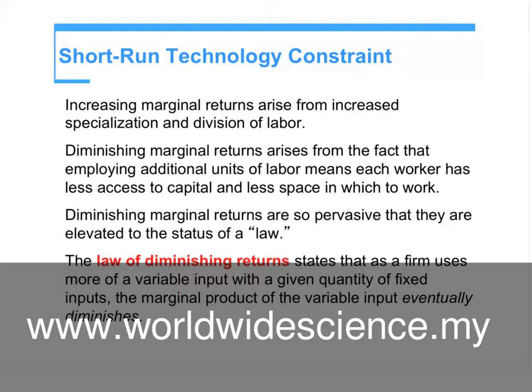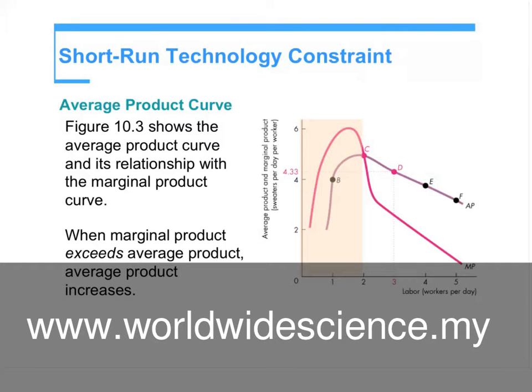So now here we have the average product curve. Figure 10.3 shows the average product curve and its relationship with the marginal product curve. When marginal product exceeds average product, average product increases. So here we have 2 different curves. One is the marginal product that we just discussed. But the average product is the output divided by labor, if you remember. So when the marginal product exceeds average product, meaning our marginal product is more than average product, we will have a trend of increase in average product.